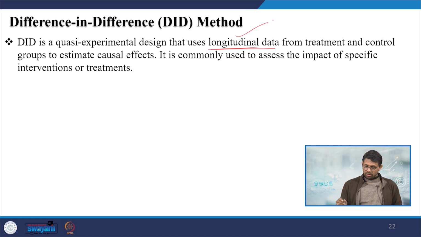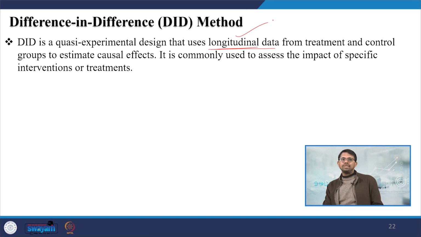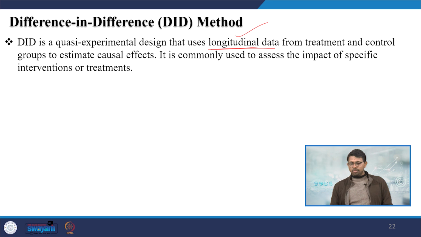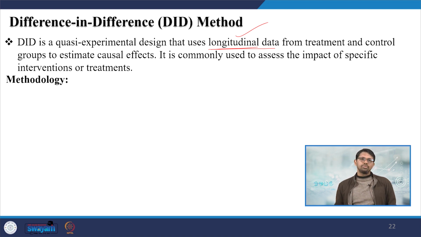That's important to note. Earlier, in the previous method, we didn't say that longitudinal data is not required; it was in one period of time. Even applied, longitudinal data from treatment and control groups is used to estimate causal effects. It is commonly used to assess the impact of a specific intervention or treatment.